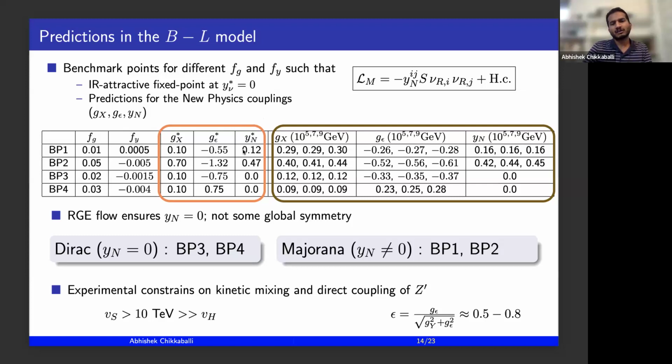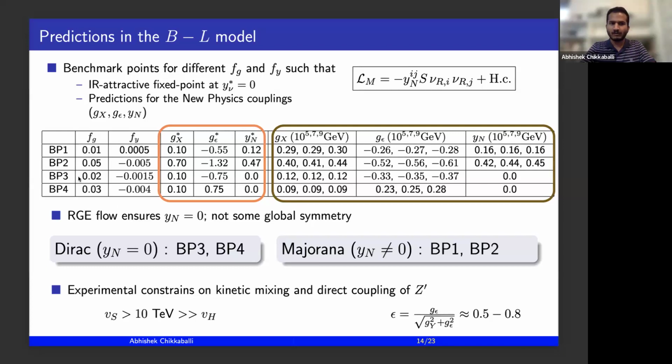Note that the Yn here is actually a new Yukawa coupling, which mixes the right-handed neutrinos with a new scalar field, which is also charged under this new U1 group. And once this scalar field acquires a vev, this generates a Majorana-like mass term for the neutrinos.